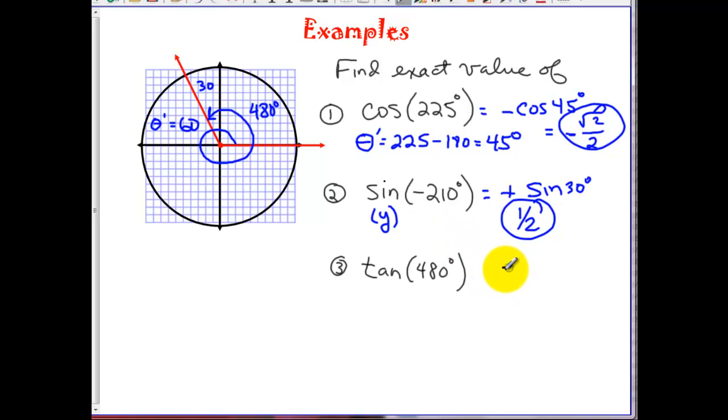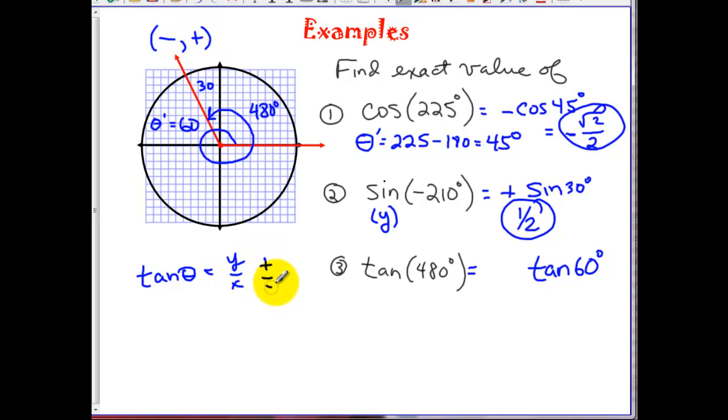So numerically, we want to find the tangent of 60 degrees. And now we need to figure out positive or negative. Remember, tangent is y divided by x. So in this quadrant we are negative x and positive y. So we have for tangent positive divided by negative, which is negative, so we need to make this negative. And then from our exact values, we know the tangent of 60 degrees is radical 3, square root of 3.